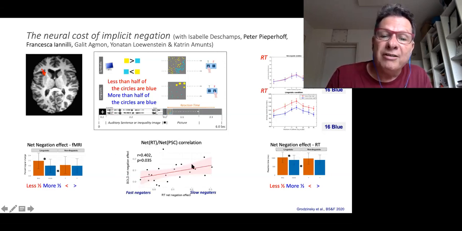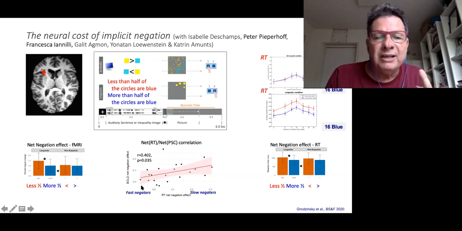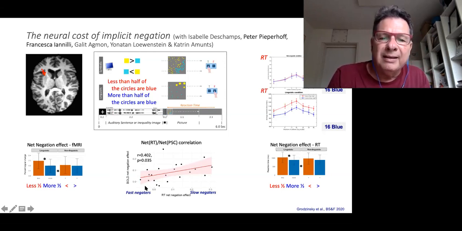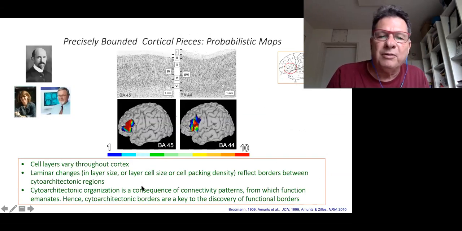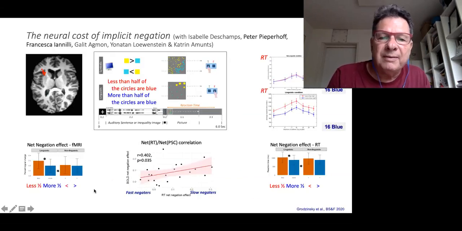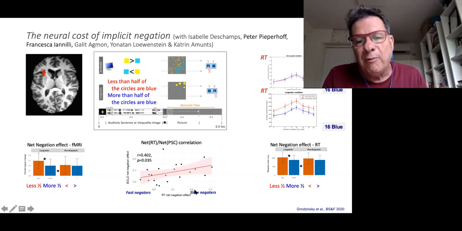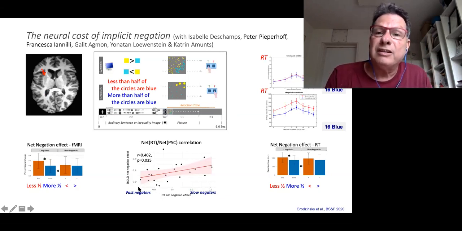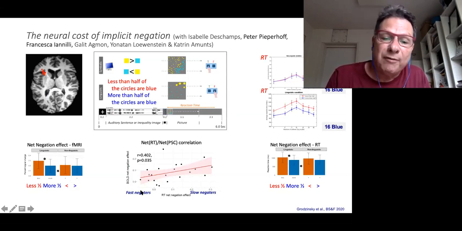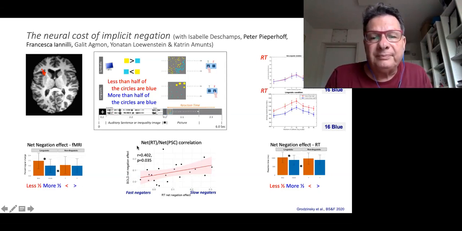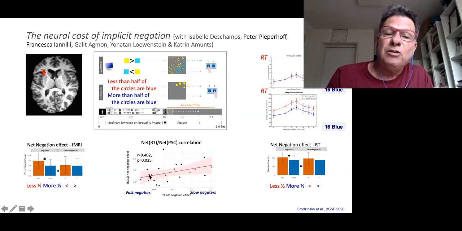So here we have all our subjects. Each of these dots represents a single subject. Never mind the specific numbers, because it's some kind of a relation. But what you can see is it's going from fast to slow, namely a small interaction effect for these subjects and a big interaction effect for these. These are the fast negators and the slow negators. And then this is the intensity of the brain signal for each of these guys. And you get a nice correlation between these two.